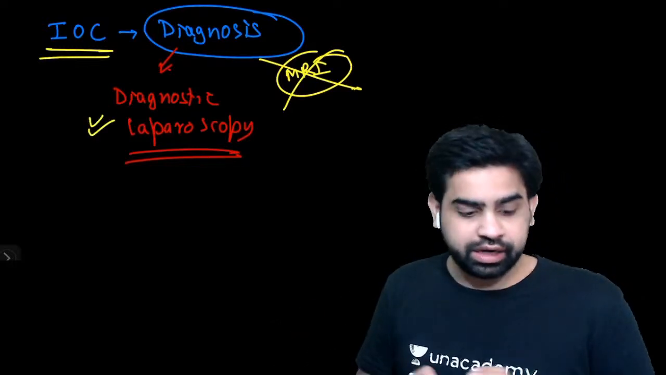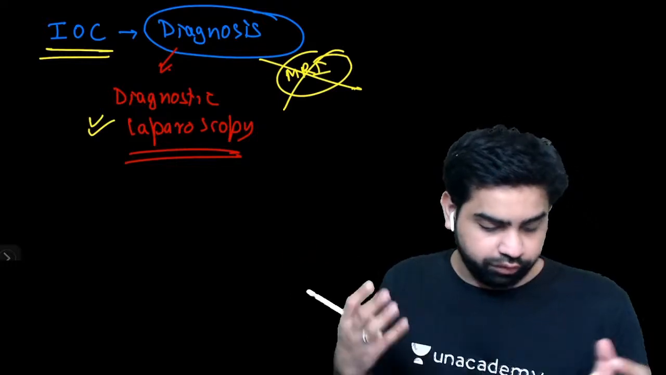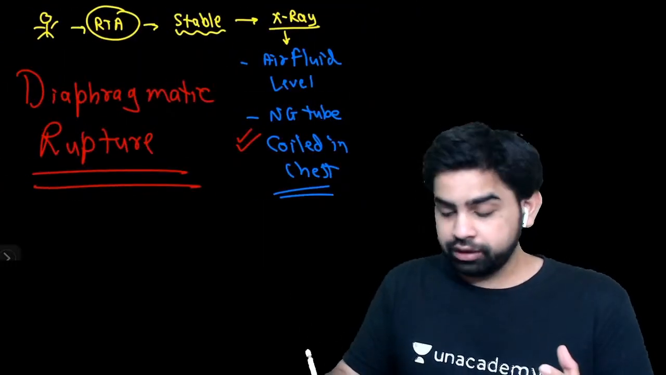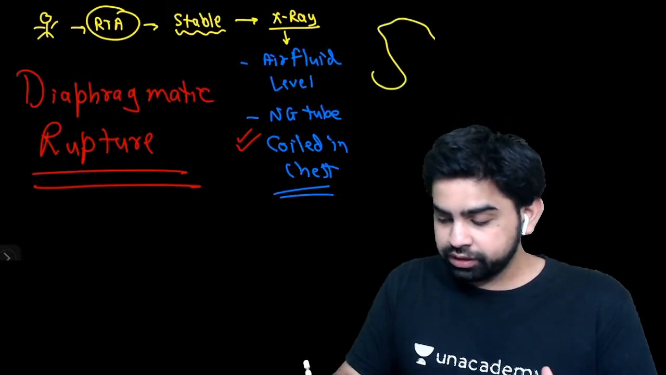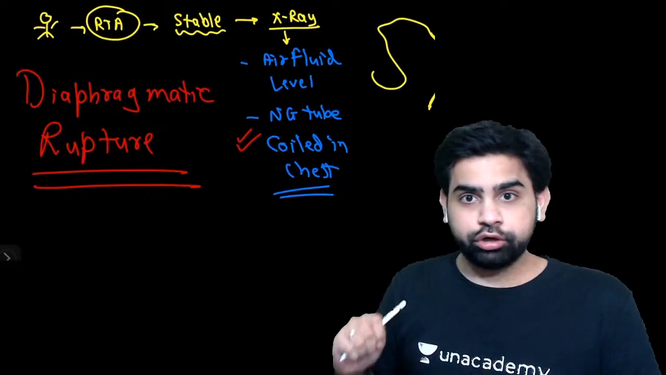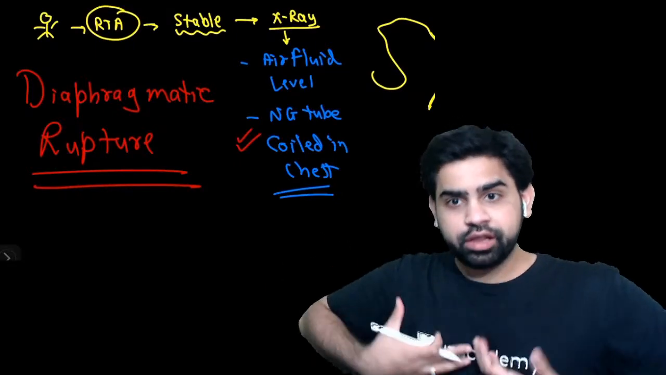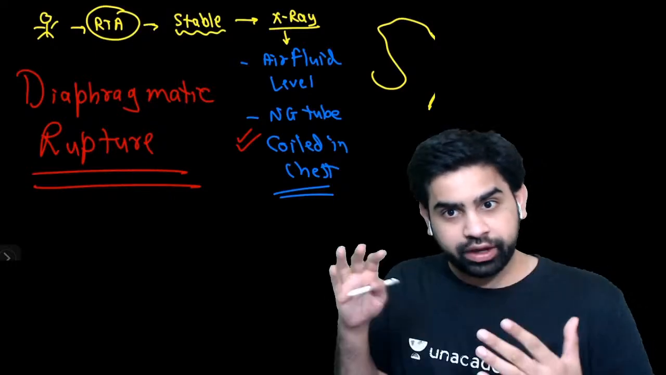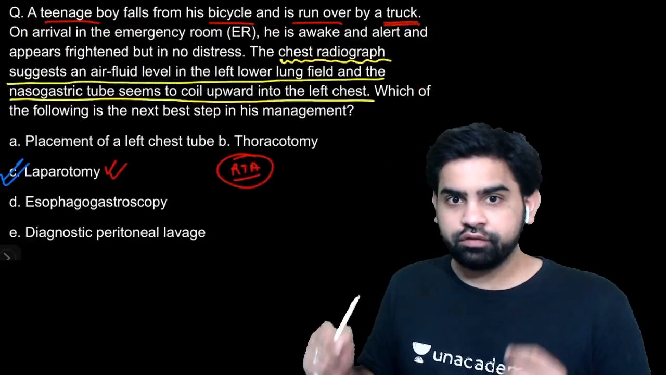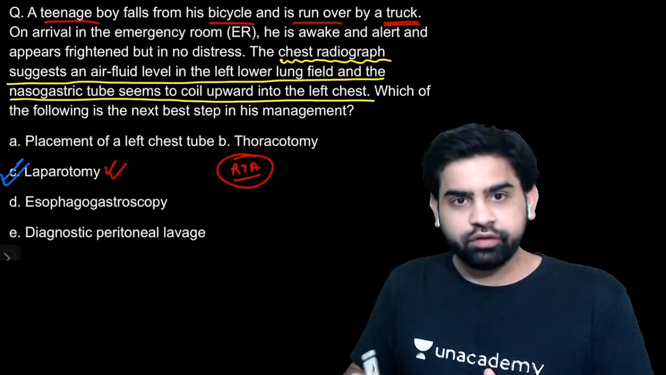Please understand this, right? So Shiv Shankar is basically asking, okay, why do you have this air fluid level? Now, the air fluid level is basically present because part of the stomach is going up into the thoracic cavity. Because this part of the stomach is going up, in the stomach you have the air, you have a fluid, and that is why you are getting the air fluid level. It is not because of the hemopneumothorax. Okay, that is just given to confuse you. Do you get my point? So it is just given to confuse you.